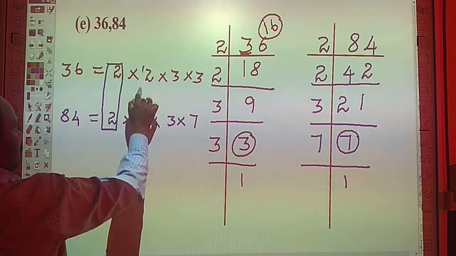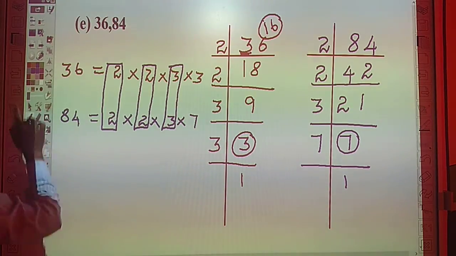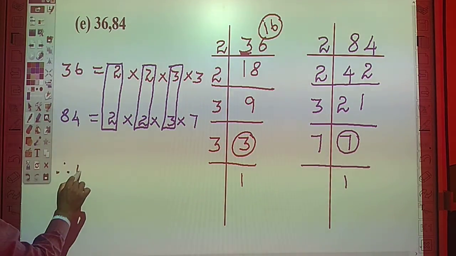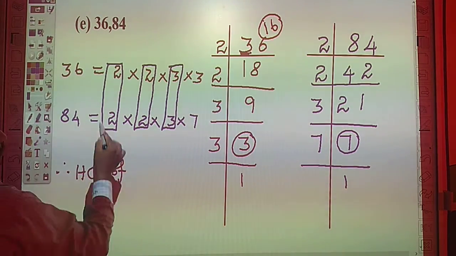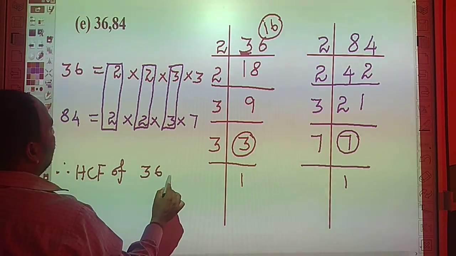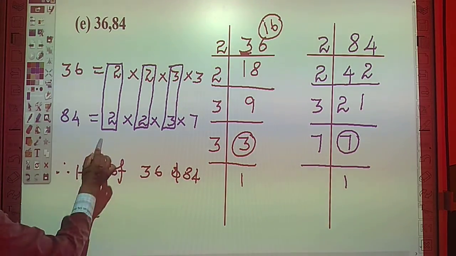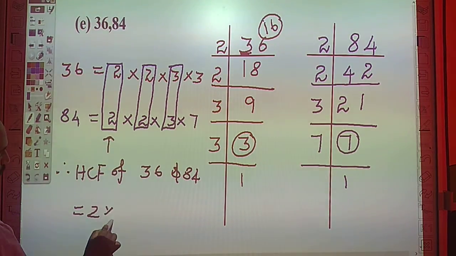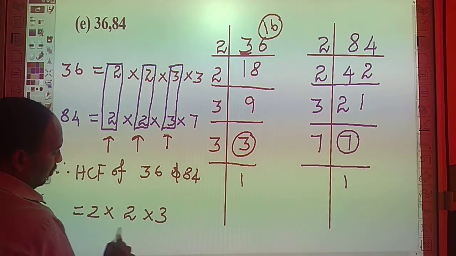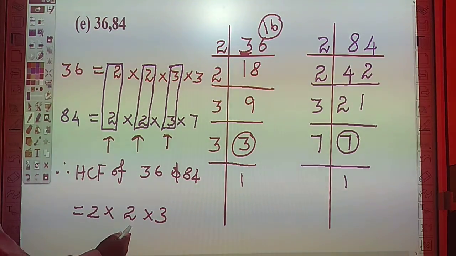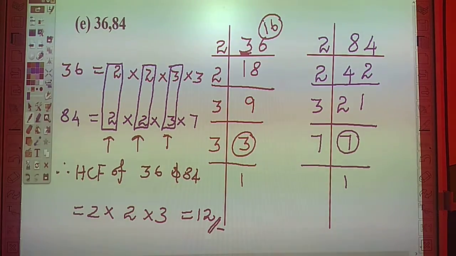Common numbers are 2, again 2, then third one, 3. Therefore, the highest common factor, HCF of 36 and 84 is equal to 2 into 2 into 3. 2 2s are 4. 4 3s are 12.